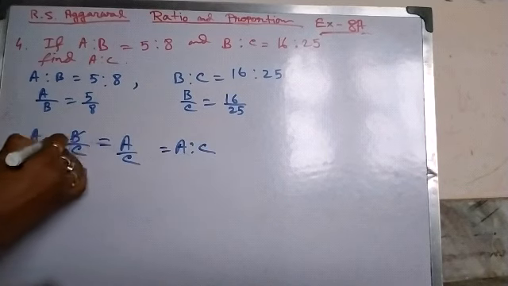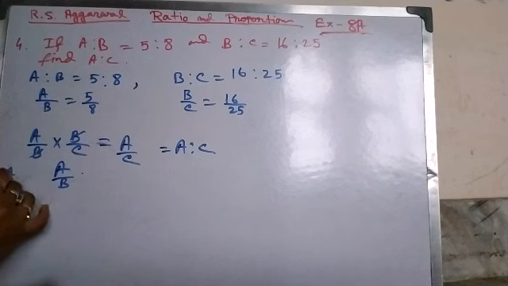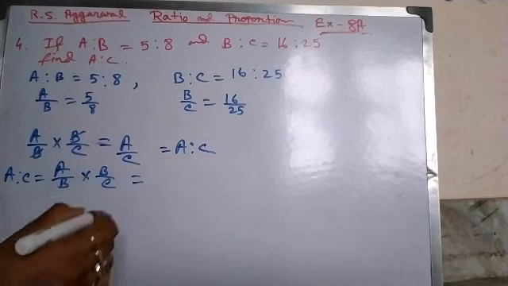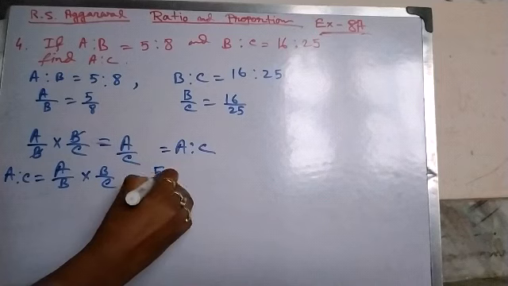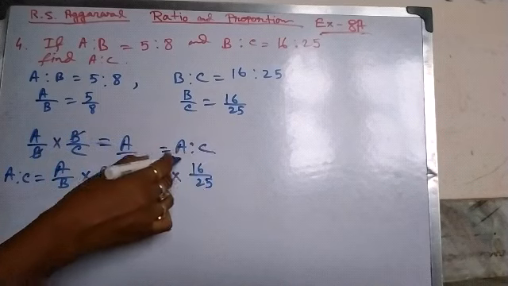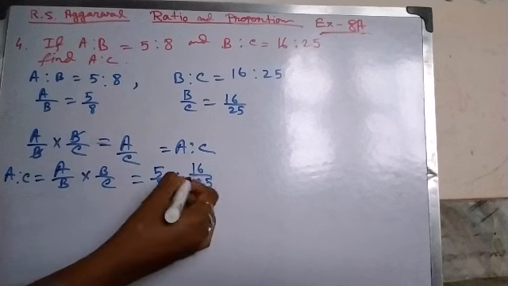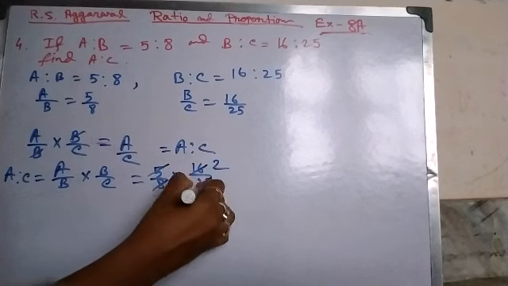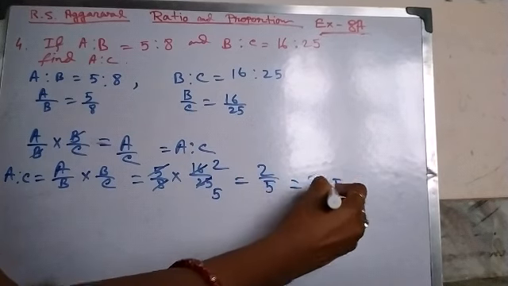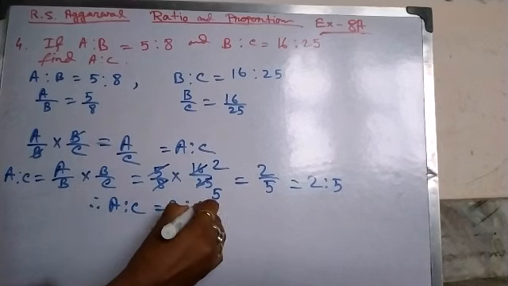So here we can make A is to C equal to A by B into B by C, equal to 5/8 into 16/25. This is the process. At first we have to think how we will get A is to C. After that we will apply it in the sum. 8 2s are 16, 5 5s are 25, so we will get 2/5, that means 2:5. Therefore A is to C equal to 2:5.